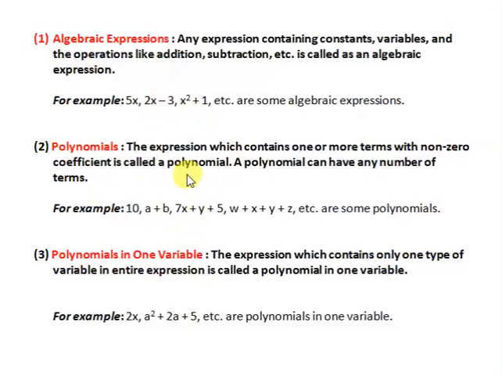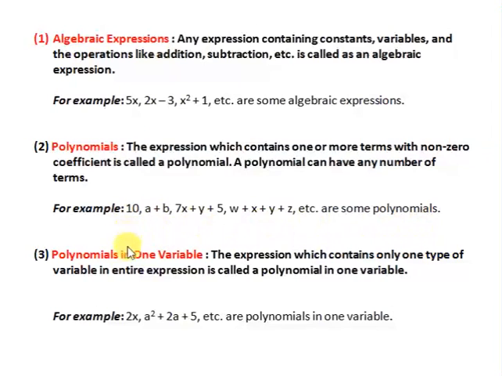Second is polynomial. The expression which contains one or more terms with non-zero coefficients is called a polynomial. So student, the point to be kept in mind is: the expression contains one or more terms with non-zero coefficients. A polynomial can have any number of terms. See the example here: 10, a plus b, 7x plus y, or w plus x plus y. All are examples of polynomials. Here we have two terms, here two terms, here four terms, here only one term.